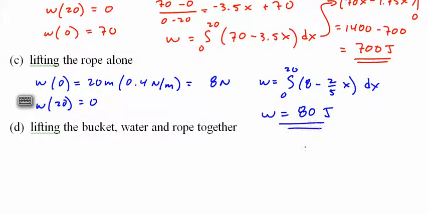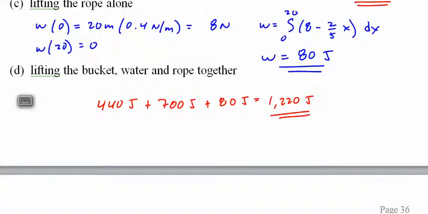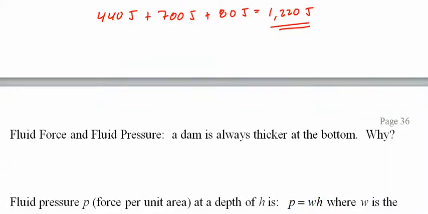So to lift them all together, we get 440 joules plus 700 joules plus 80 joules altogether equals 1,220 joules. So if somebody's lifting by hand, they're working pretty hard, and if it's a machine, then you can start to realize how hard the machine's working, that sort of thing.